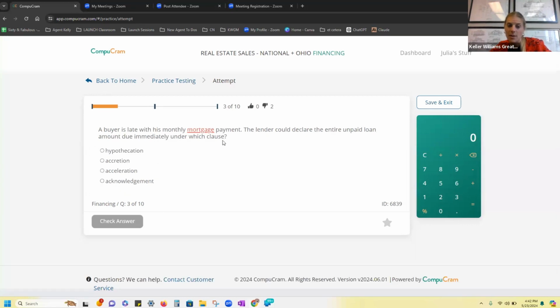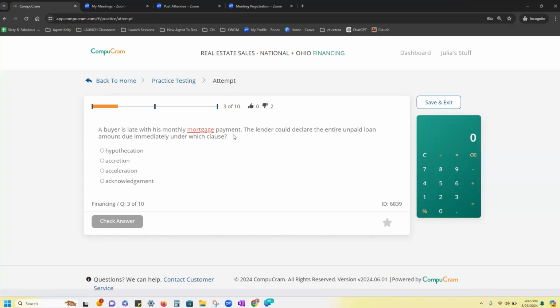Okay, so a buyer is late with his monthly mortgage payment. The lender could declare the entire unpaid loan amount due immediately under which clause? Is that A, hypothecation? Acceleration. Acceleration?